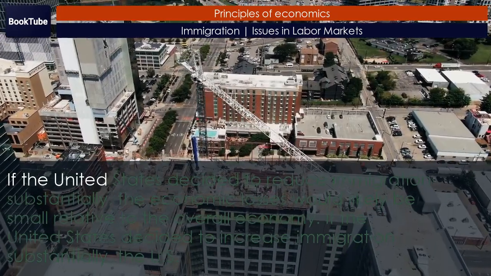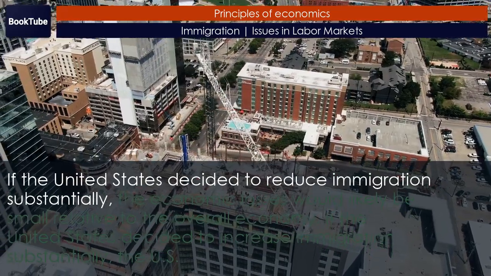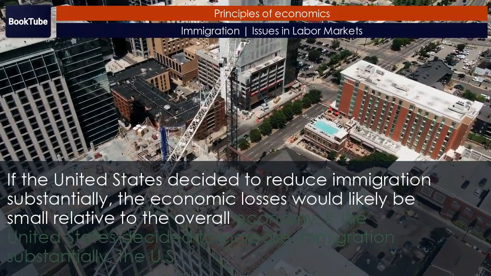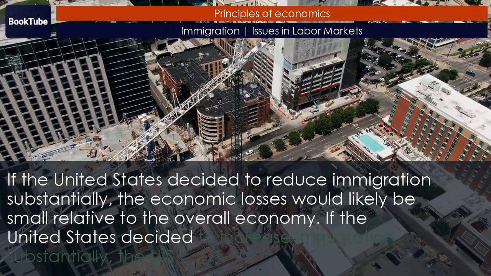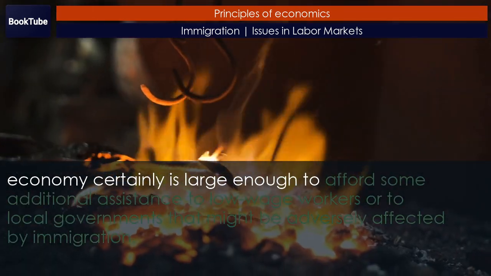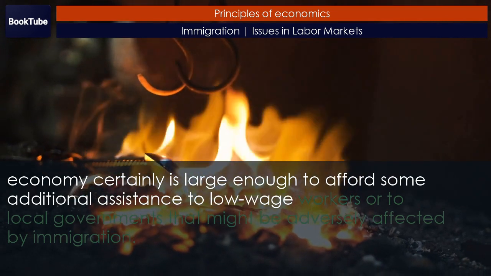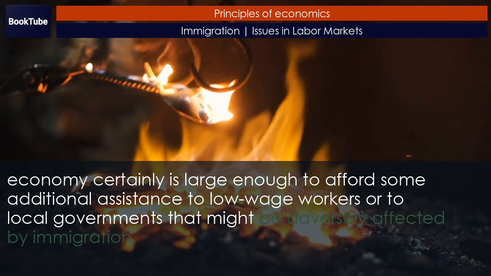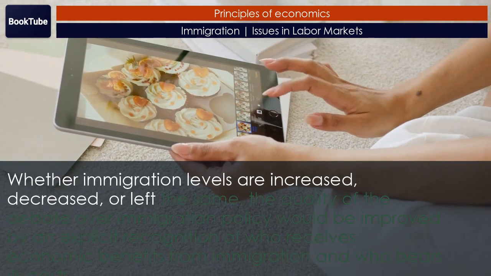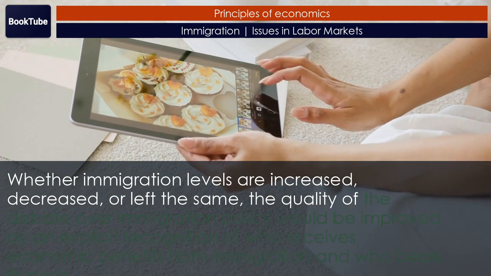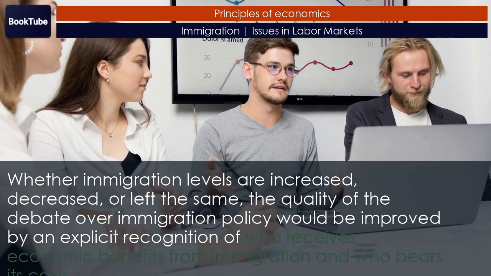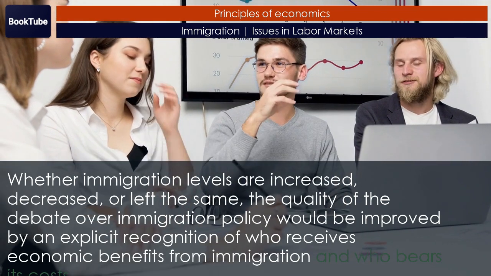If the United States decided to reduce immigration substantially, the economic losses would likely be small relative to the overall economy. If the United States decided to increase immigration substantially, the U.S. economy certainly is large enough to afford some additional assistance to low-wage workers or to local governments that might be adversely affected by immigration. Whether immigration levels are increased, decreased, or left the same, the quality of the debate over immigration policy would be improved by an explicit recognition of who receives economic benefits from immigration and who bears its costs.